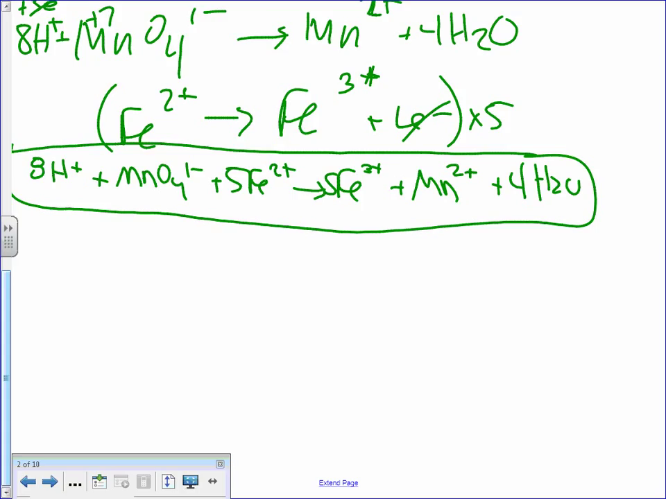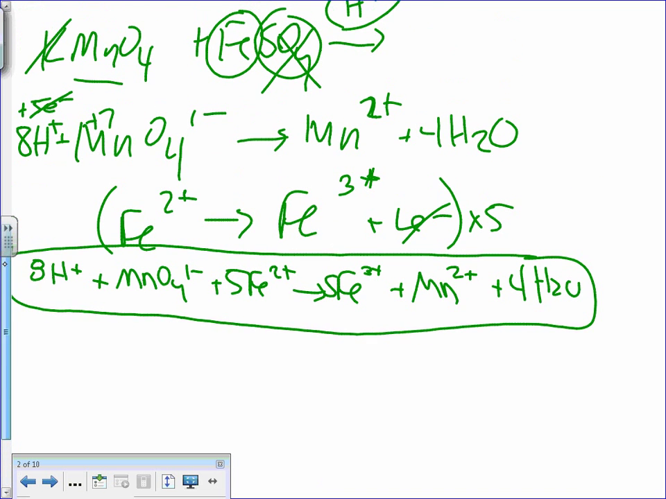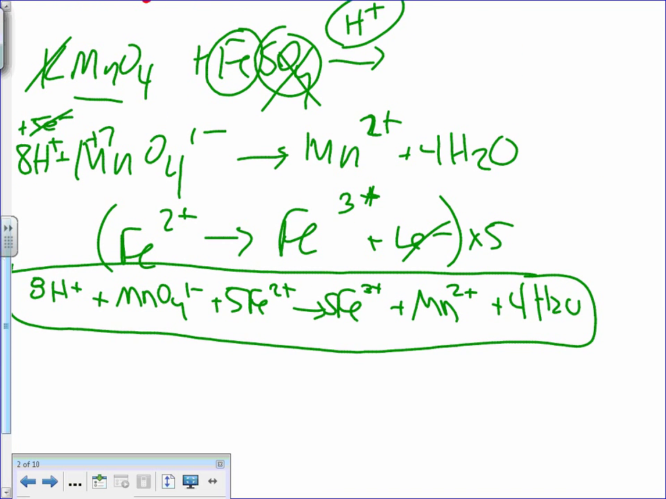If this question had said in a basic solution, 2 things would have been different. What would have been different? Yeah. So when you're writing the final answer, you just ignore the potassium and sulfate immediately. This is actually an NIE. So the potassium ion and the sulfate ion are both spectators, so we don't write them in an NIE anyway.